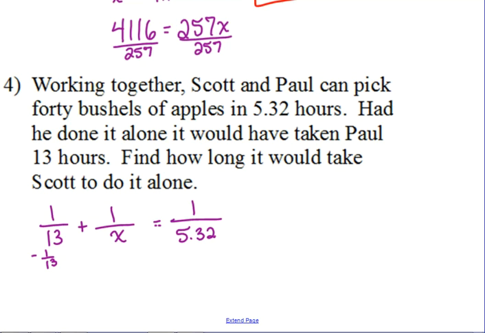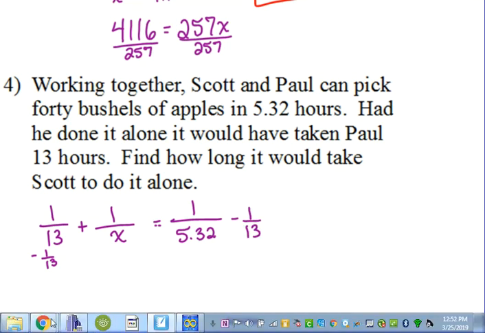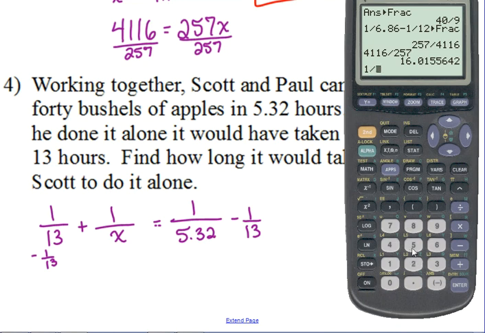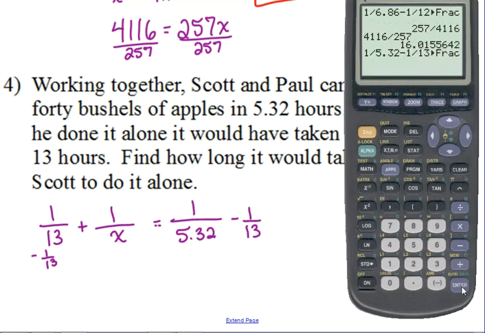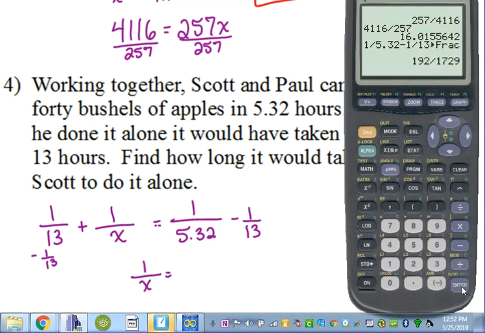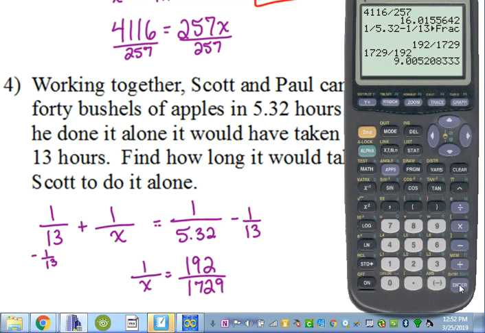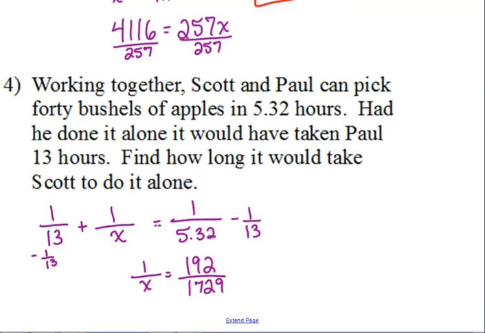I'm going to subtract the 1 over 13. Let my calculator handle that. 1 over 5.32 minus 1 over 13. So 1 over x is equal to 192 over 1,729. If we cross multiply and then divide to solve, it's just going to flip that fraction over. So it's 1,729 divided by 192. So right at 9 hours.